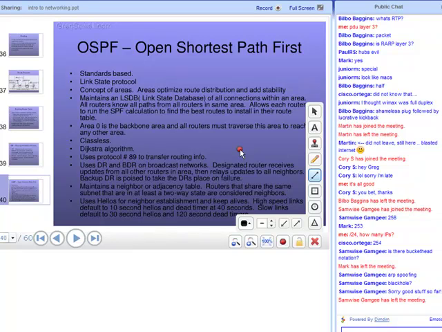Area 0 is the backbone area, which everybody traverses. It's actually required in Cisco. It's classless, which means it doesn't conform to classful barriers. You can use variable length subnet masking if you need to. It runs the Dijkstra algorithm to compute that SPF table, and uses protocol 89 to transfer routing information. Then there's the concept of DR and BDR, which can be kind of interesting for people.